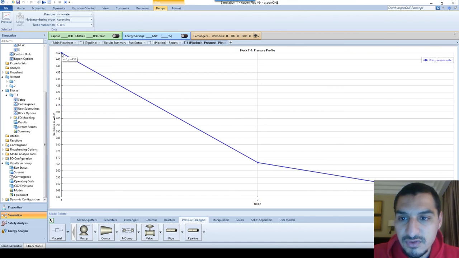This is 450 millimeters water, which is the feed pressure, and for the first segment, the pressure decreased to 366, and in the second segment it decreased to 342. So the majority of the pressure losses happened in the first part, which is expected because the length of the first pipe is 3 times the length of the second. So the pressure drop will be 3 times because both have the same diameter and the same roughness.